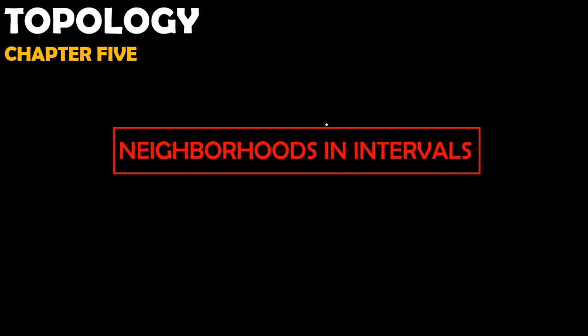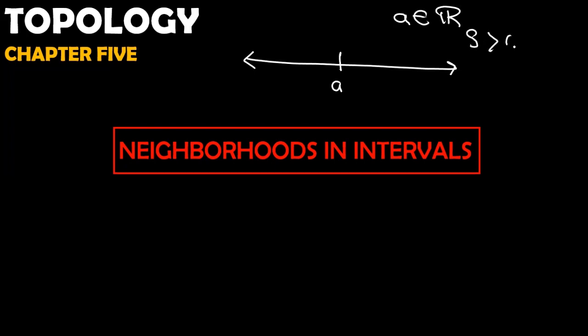Before that, it is very important to understand the concept of neighborhood in an interval, like we do in real analysis. For example, if I have a real number line, and we have a number A, it means A belongs to our real line. A is any real number. Then consider delta is any very small distance greater than 0. Then A plus delta and A minus delta.